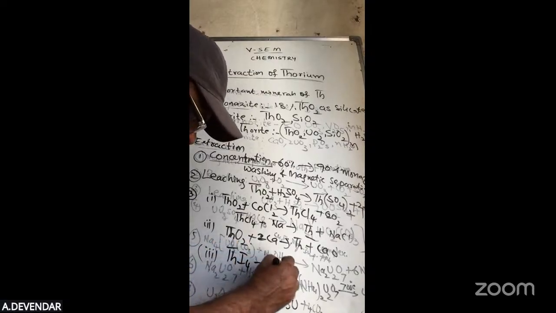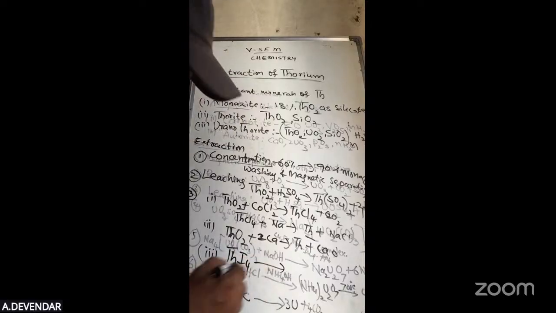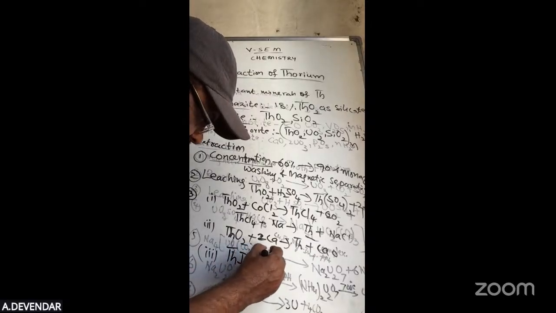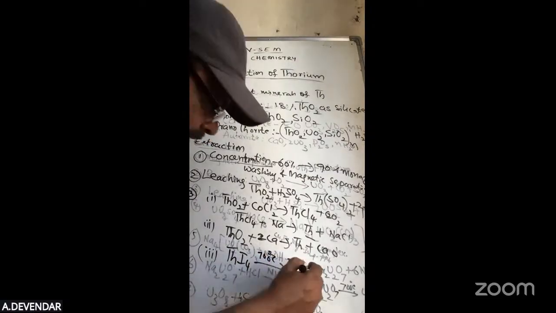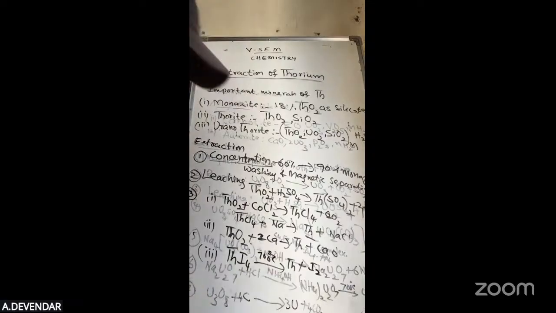Tetrahydrothoriate decomposition will be carried out at about 700 degrees Celsius. You are getting thorium and also iodine will be released. This is the method. By any one method you can extract and prepare the thorium. Okay, so this is about the thorium extraction.